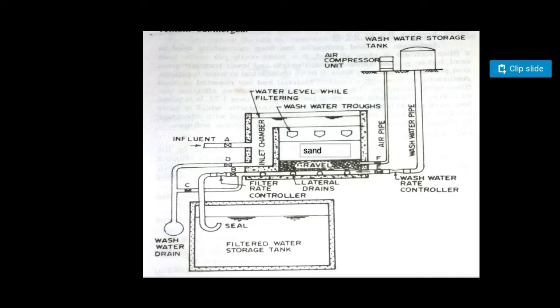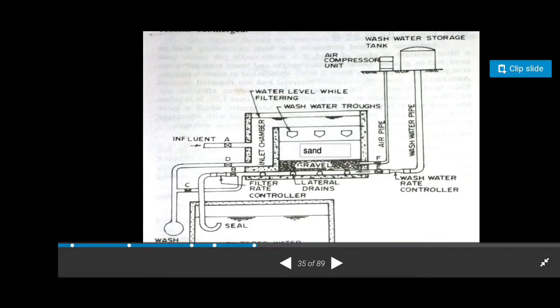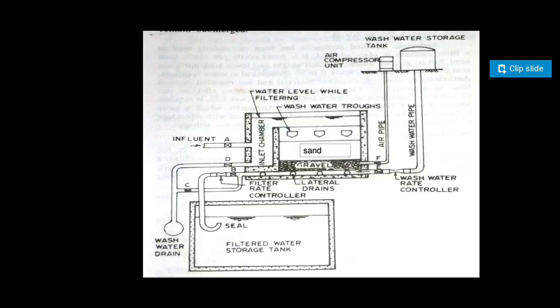You can see that in the right of the figure there is a water storage. I'll start discussing it from the right side only. So this water storage will have wash water, right? This water storage will have clean water, because in the slow sand filter we were scraping off the top layer, but in the rapid sand filter we do not scrape off the top layer, we wash it, right?